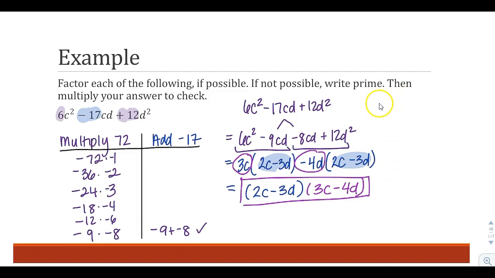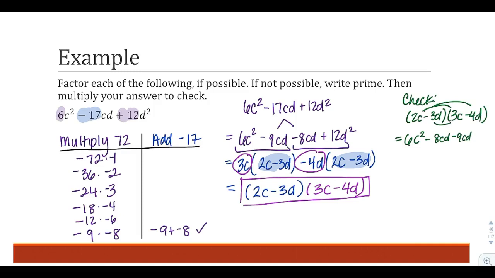And let's go ahead and double check. So here we'll multiply the first terms, we'll get 6c squared. Outer will be minus 8cd. Inner will be minus 9cd. And last will be plus 12d squared. And then we combine those middle terms, 6c squared minus 17cd plus 12d squared. So that is the original trinomial.